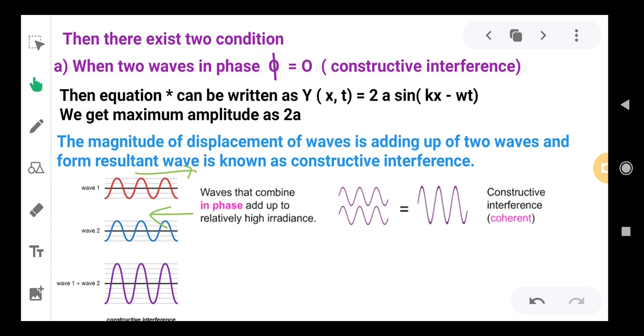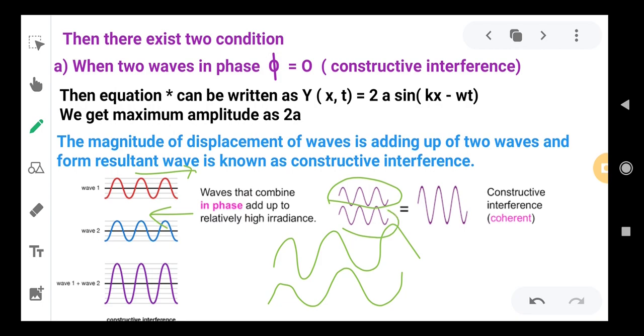Constructive interference means: the magnitude of displacement of a wave is the adding up of two waves to form a resultant wave, known as constructive interference. That is, two waveforms were travelling and they add up. For example, according to the second diagram, the first wave and the second wave are travelling.